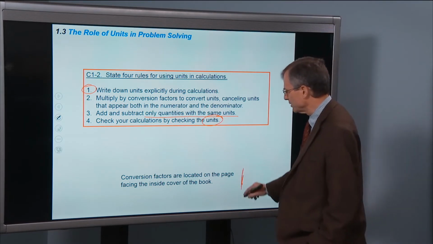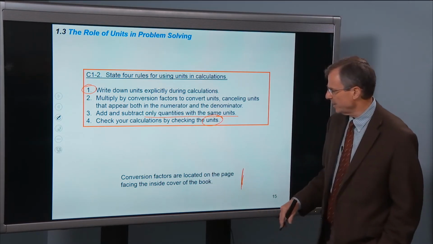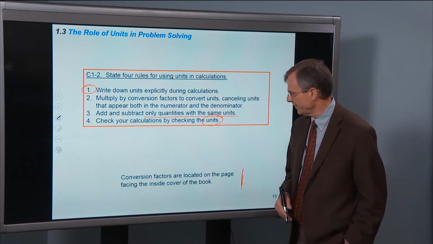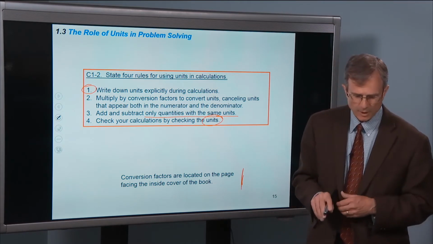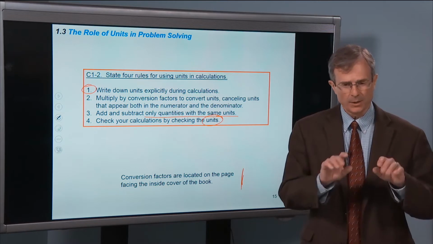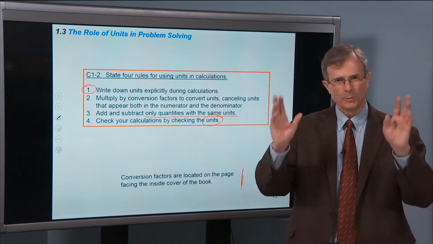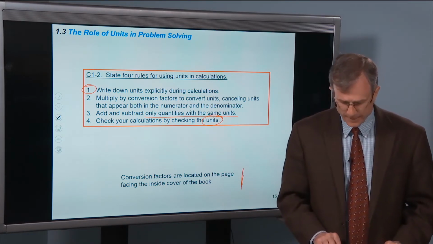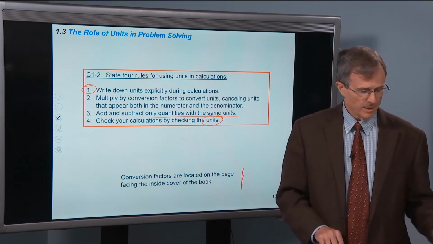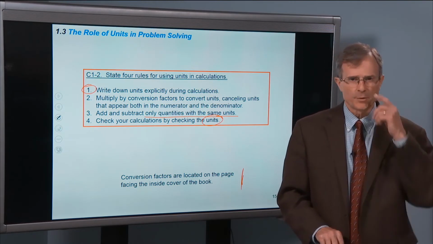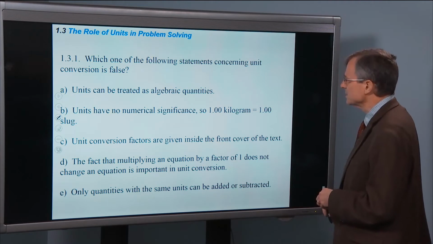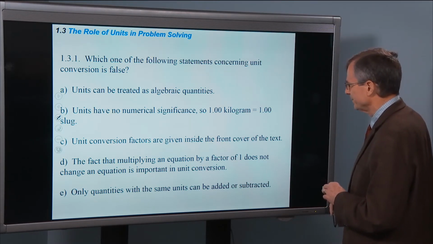And these conversion factors, like I mentioned before, are located in the page facing the inside cover of the book. And you could also just Google. When you're working on a problem and you can't find a conversion factor, I just Google it. I say, convert miles to kilometers, and boom, the conversion factor comes up. But on a test where you don't have access to the internet, then I would give you those conversion factors if needed. Okay, which of the following statements concerning unit conversion is false?